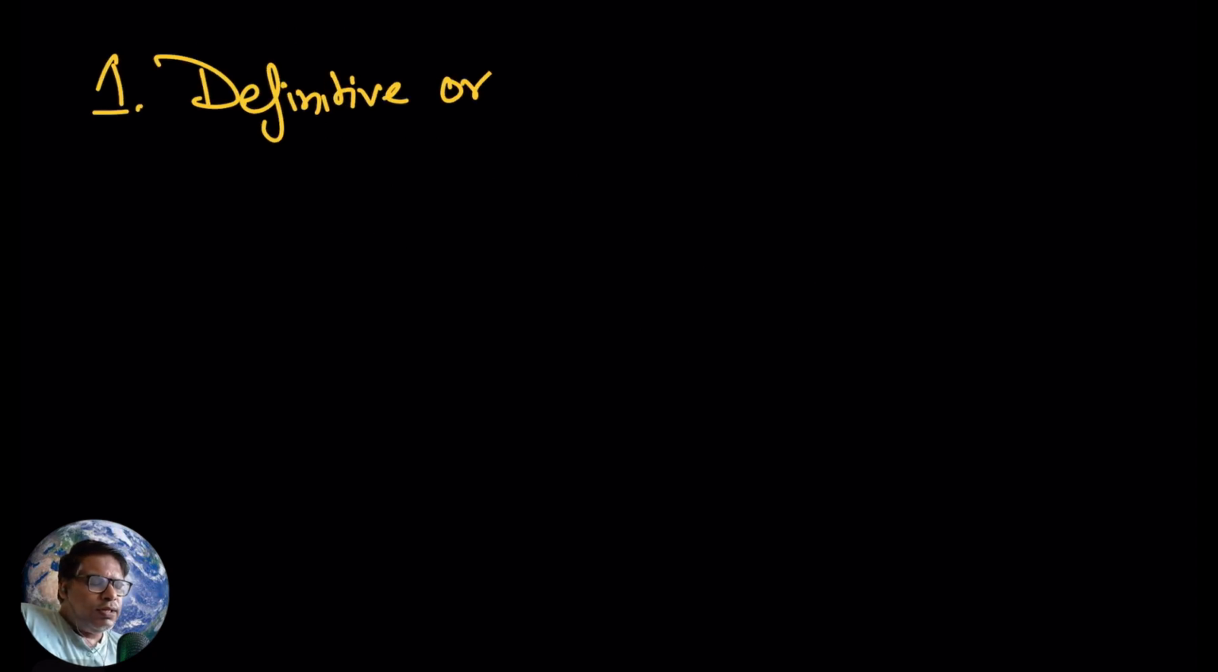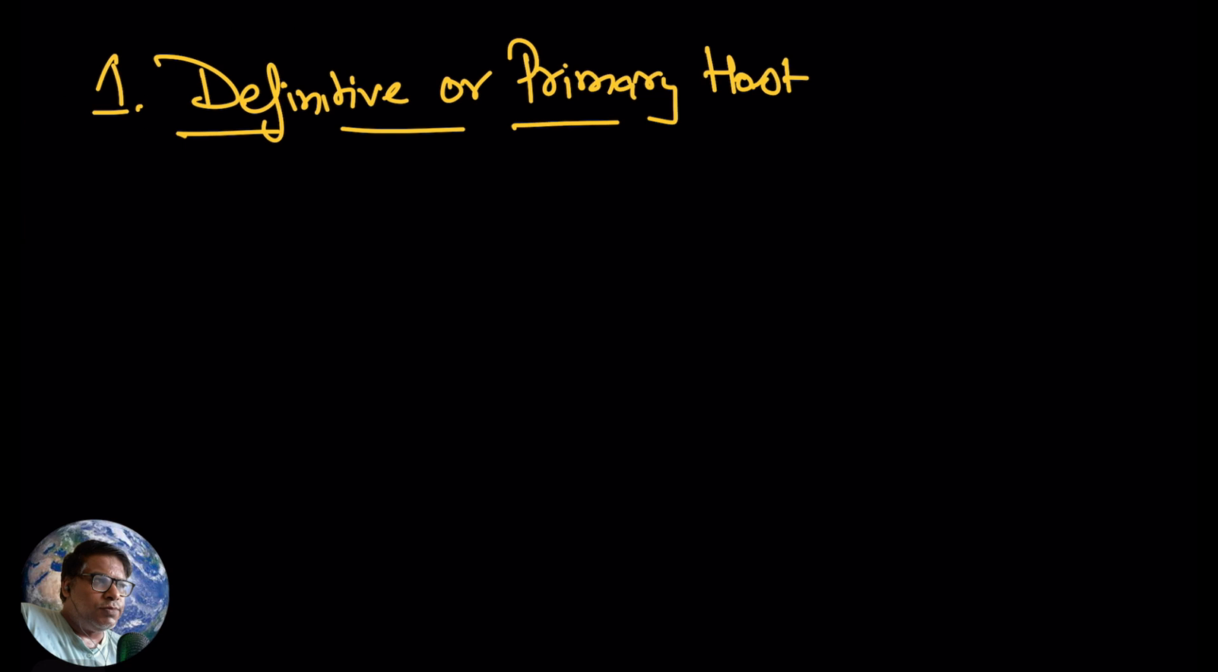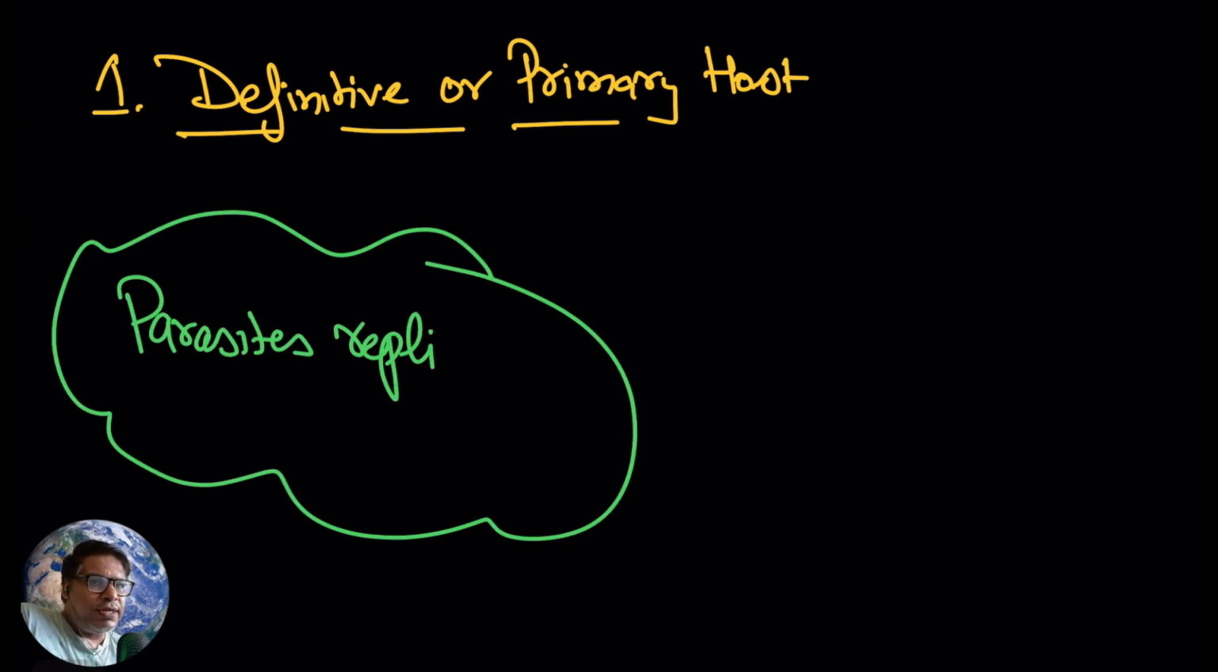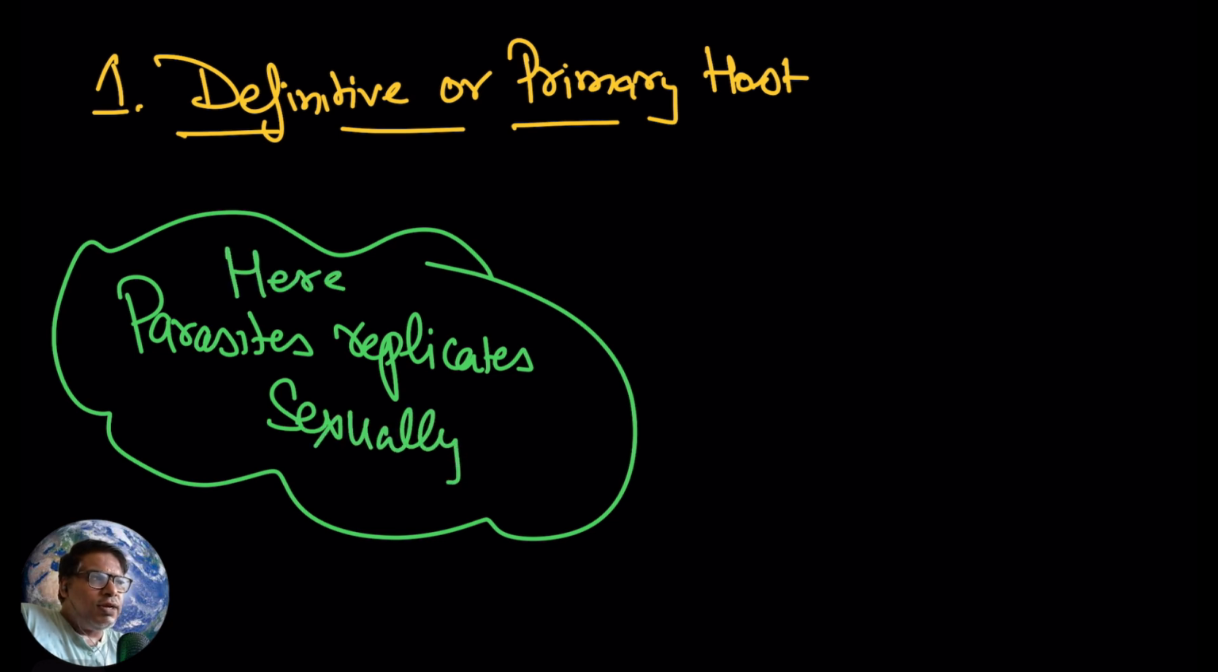Now try to see here, the definitive or primary host. In the primary host, the parasites are going to replicate and complete their sexual stages of life. The parasites can have sexual stages and asexual stages of their life. In the primary host or in the definitive host, the parasites are going to complete their sexual stages. Here I want to give you one example.